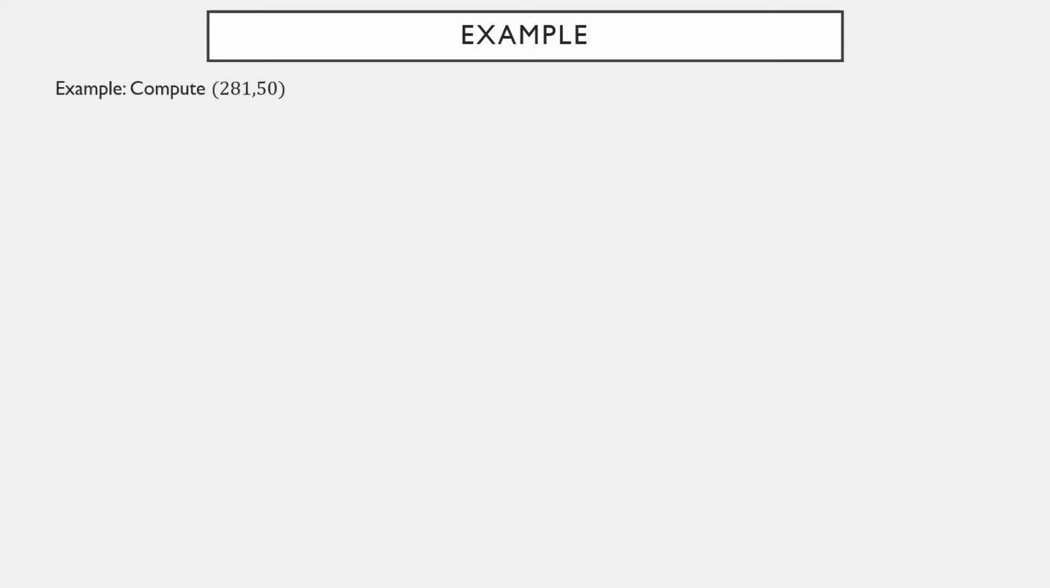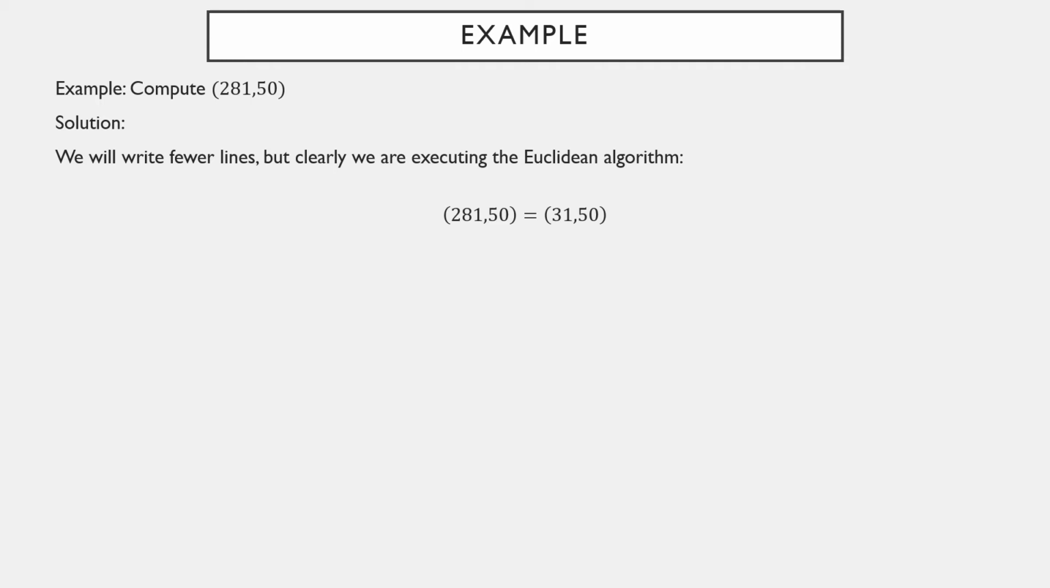Okay, let's do another example. Compute the GCD of 281 and 50. Well, we're just going to do the same thing again. We're going to write fewer lines just to save ourselves some effort, but we're just executing the Euclidean algorithm. So here, in terms of notation, I've put 50 in the second spot, and I've computed the remainder of 281 over 50. It's 31. I'm just not writing quite as many lines just in order to save some space.